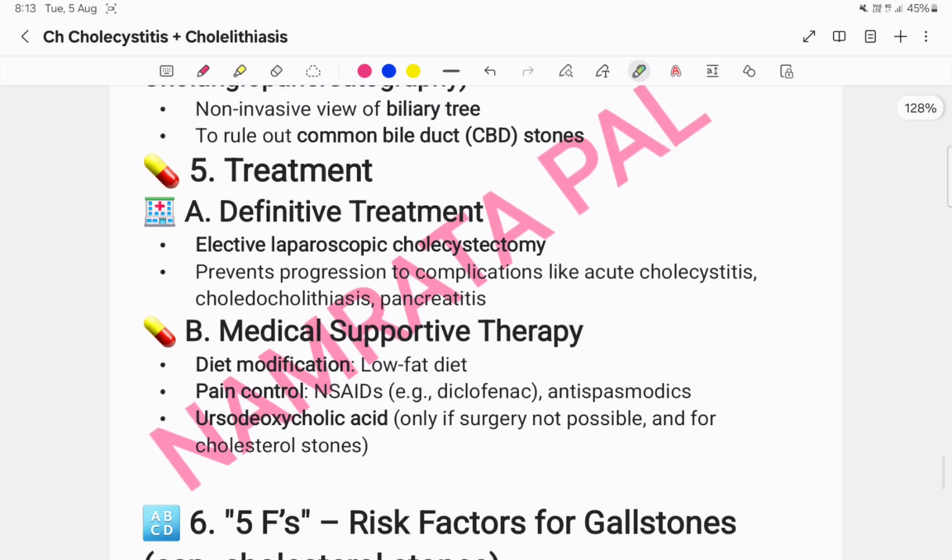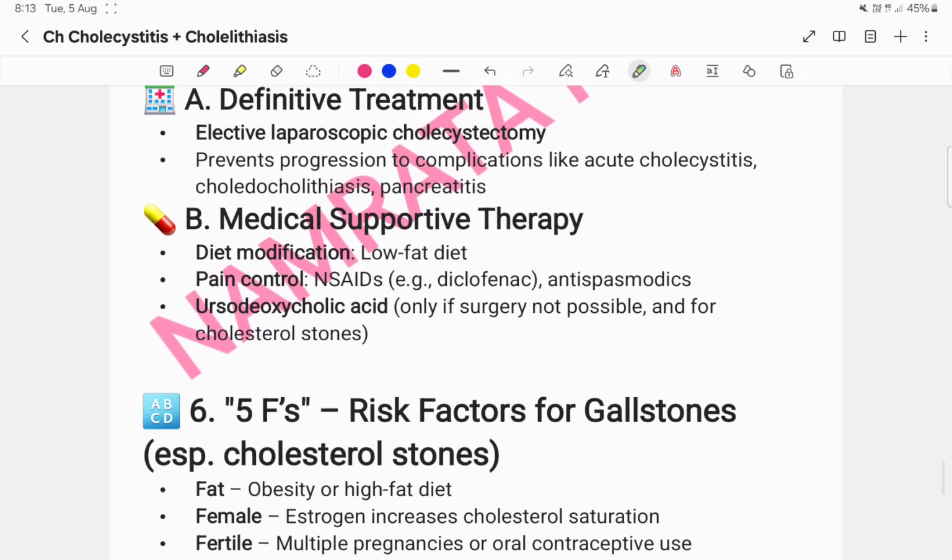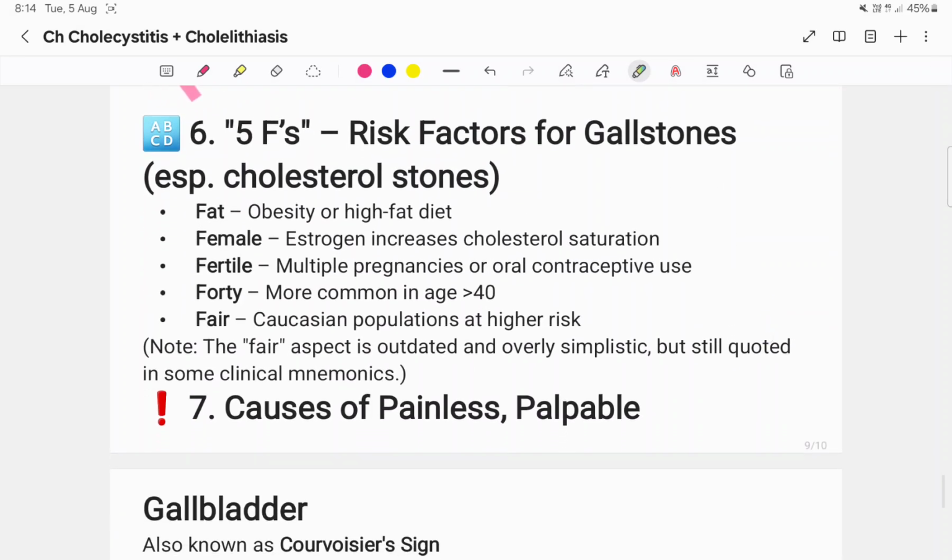Next is treatment. What is the definitive treatment in case of chronic cholecystitis? It is elective laparoscopic cholecystectomy. It is very common and much less invasive as compared to open cholecystectomy. Now, medical therapy: diet modification, low fat diet, pain control, NSAIDs, sodium acid, etc.